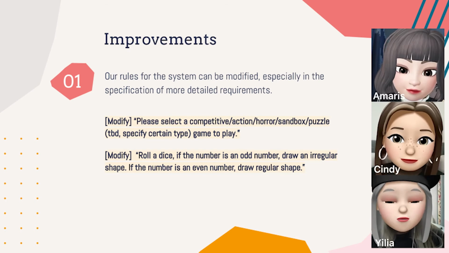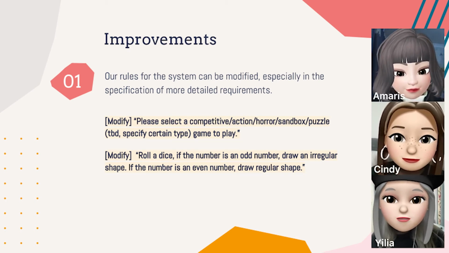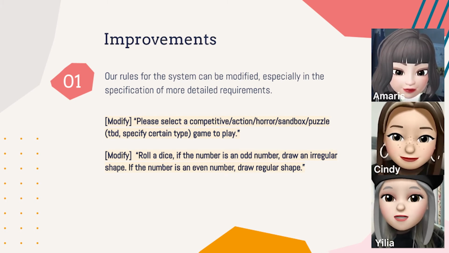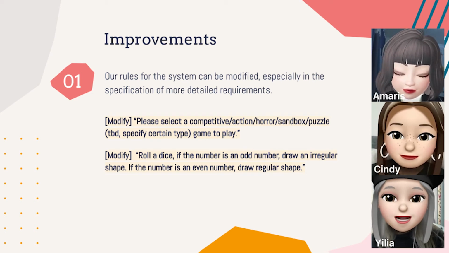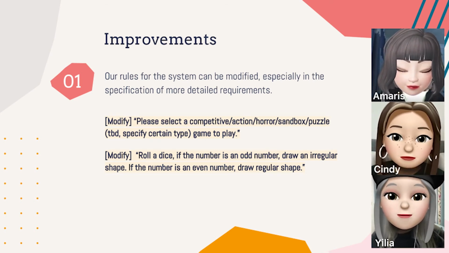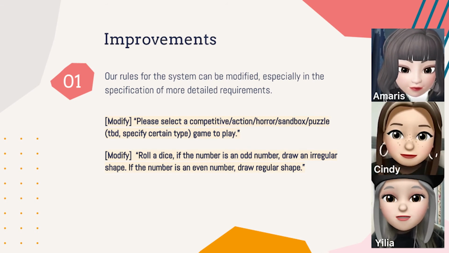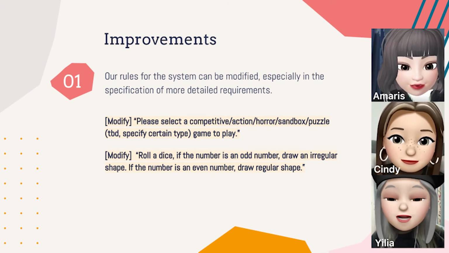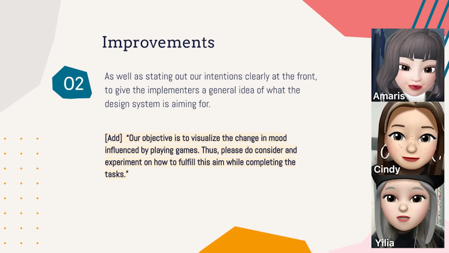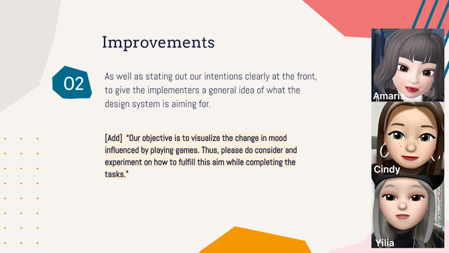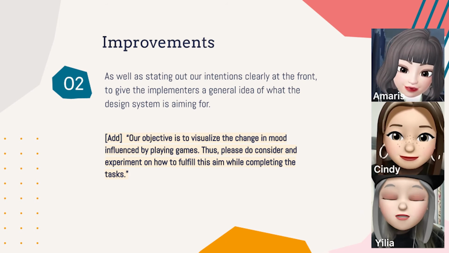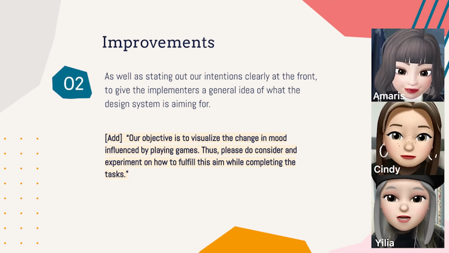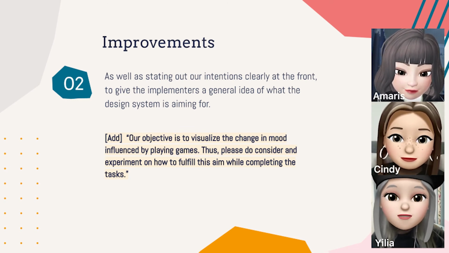For improvements, we think that our rules for the system can be modified, especially in the specification of more detailed requirements to solve the problems that Cindy mentioned previously. We decided to add rules for the limited irregular and normal shapes that can be drawn, and restrictions or guidance on what type of games can be played. Furthermore, to address the problem of the objective not being successfully achieved, we decided to make our intention clearly stated at the beginning of the rules. It will give the implementers a general idea of what the design system is aiming for.